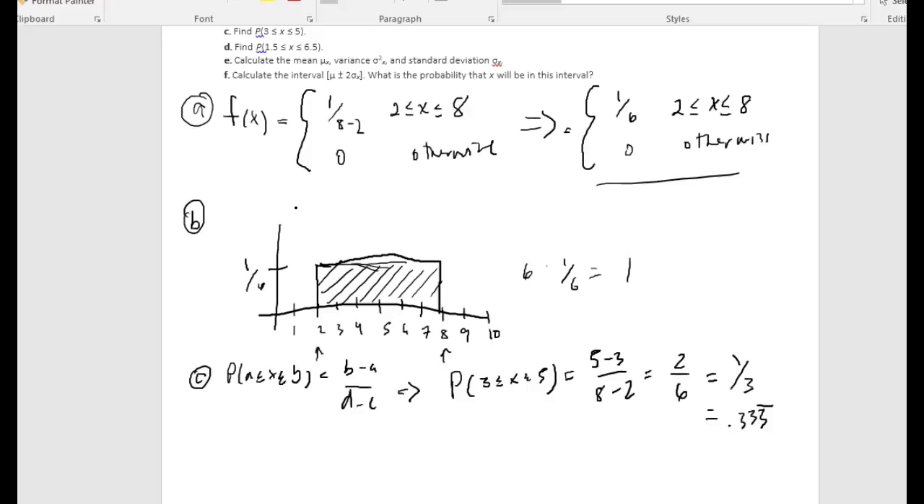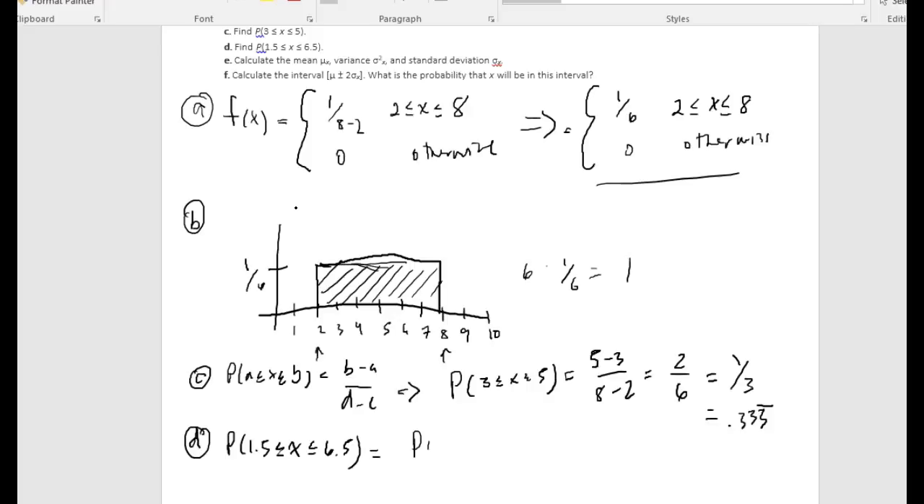Okay, so now D asks for the probability of 1.5 to 6.5. One thing that we notice here is that the function is only defined between 2 and 8, right? So 1.5 is outside of the realm of us defining it. So we're only going to define it on the interval that we're allotted.